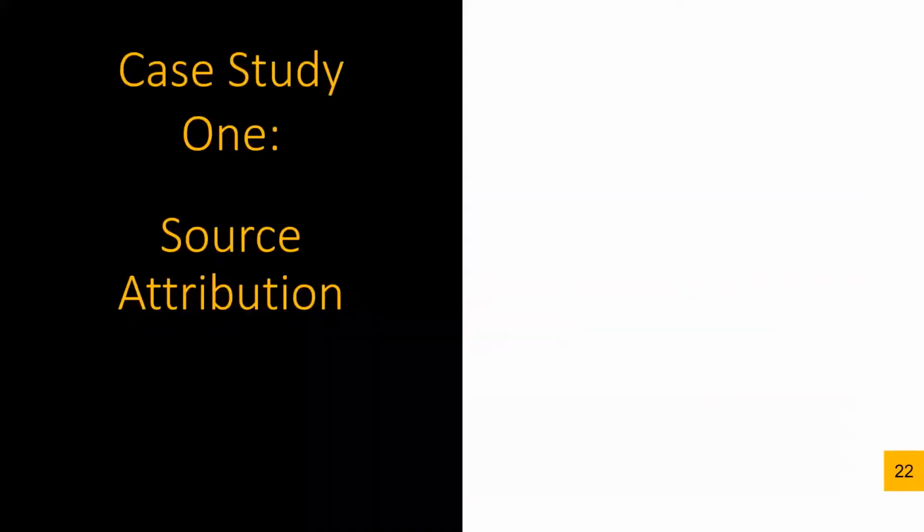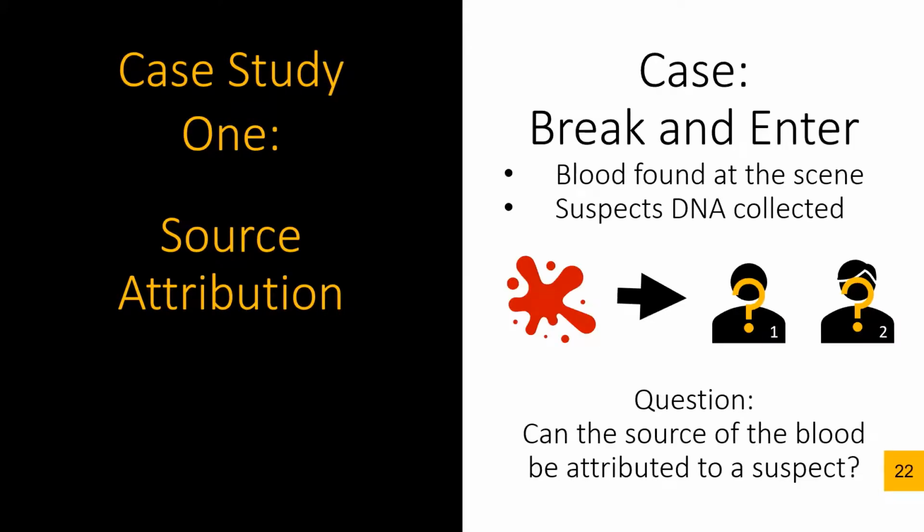Now that we understand the basics, let's do a scenario. On Friday, November 13th at 2100 hours, or 9 p.m., there was a break and enter at your neighbor's house. The perpetrator fled the scene before police arrived. However, they left behind a bloodstain from breaking a window. The police have narrowed down the individual to 2 suspects and have received reference DNA samples from each suspect. The question we can ask ourselves here is, can the source of the blood found at the scene be attributed to the suspects? And to which suspect?